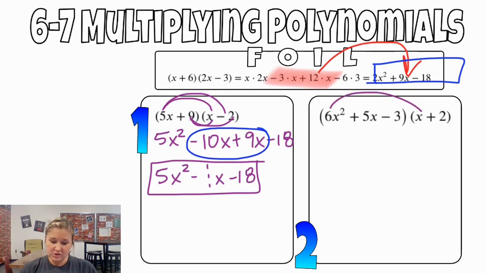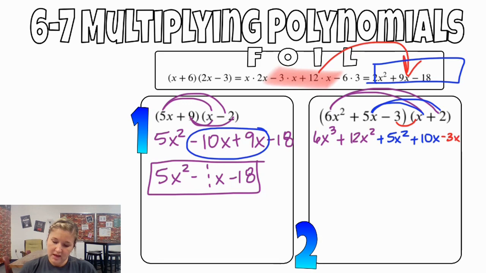So 6x squared times x makes 6x to the third, and then 6x squared times 2 is going to make a positive 12x squared. Then I'm going to have 5x times x, which is going to be a positive 5x squared. And then I'm going to have 5x times 2, which makes a positive 10x. And then lastly, I'm going to have negative 3 times x, which is a negative 3x, and negative 3 times 2, which is going to make a negative 6. So now I have all my terms there. I also have like terms.